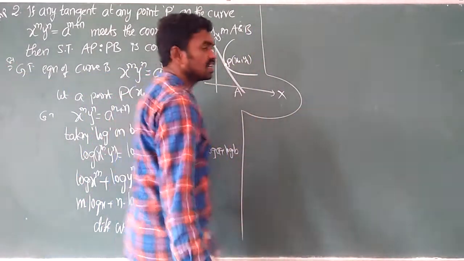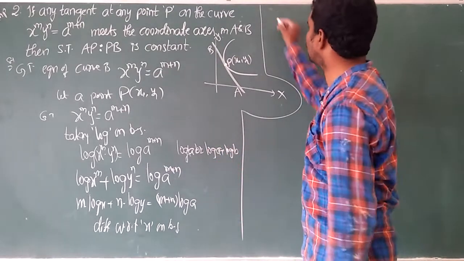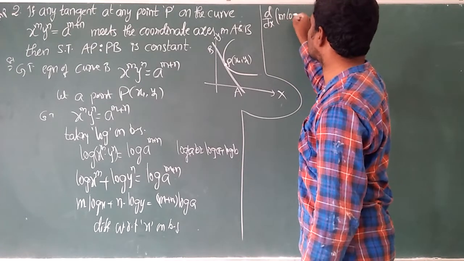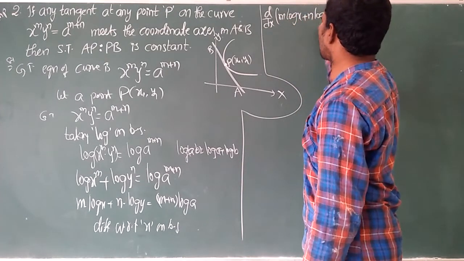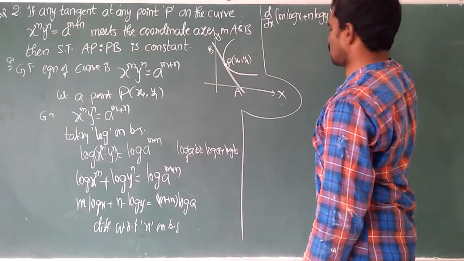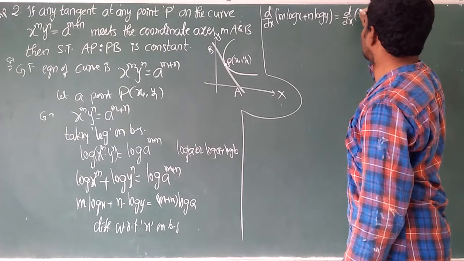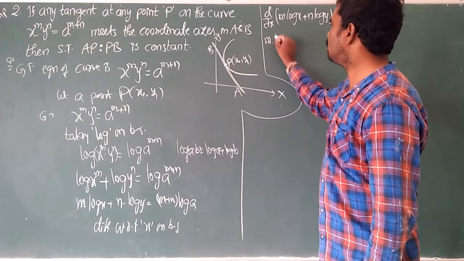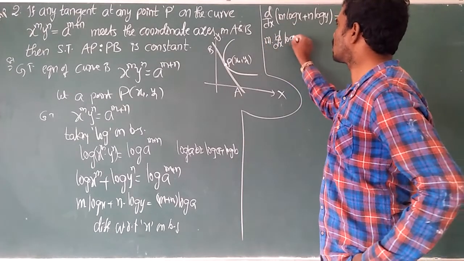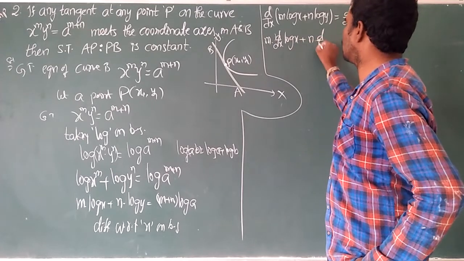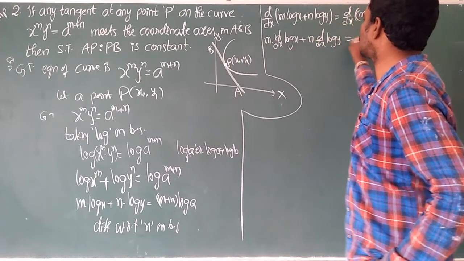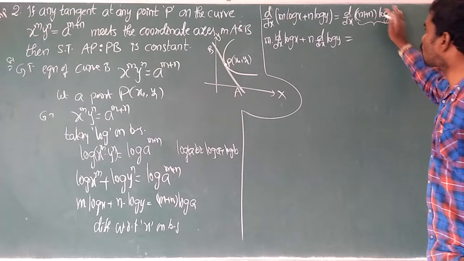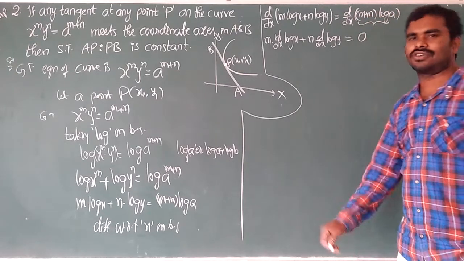So that's why it is differentiated with respect to x. So d/dx of (m log x + n log y) is equal to d/dx of (m + n) log a. Split it. This m is a constant, so m d/dx of log x plus n d/dx of log y is equal to, see here, this is a completely constant term. There is no x term, there is no y term. So the derivative of a constant is 0.